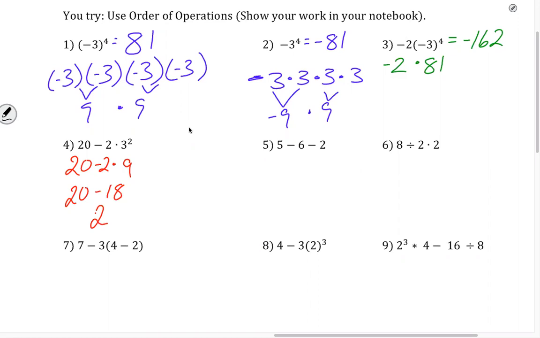Okay, so let's do negative 5 minus 6. What's 5 minus 6? Negative 1. Minus 2. Negative 3. Perfect.